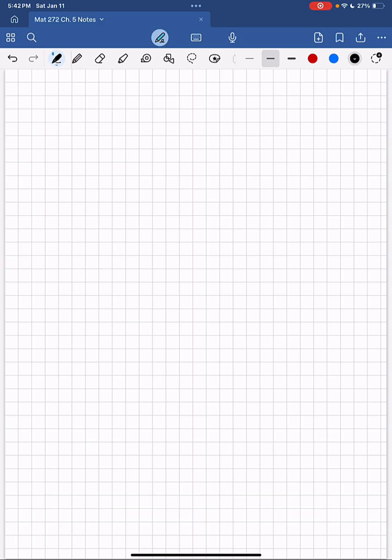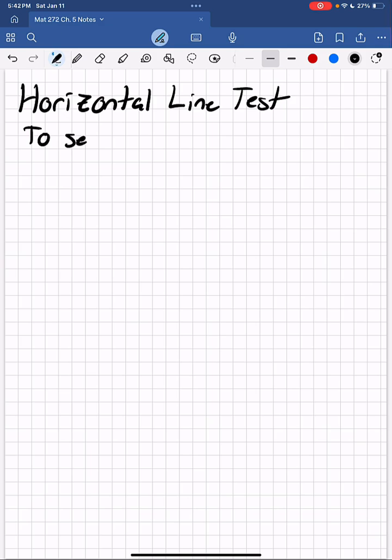Now we do have another test that we want to be able to employ, and that is the horizontal line test. Okay, you all are familiar with the vertical line test. All right, so it does work the same way, but we use the horizontal line test to see if a function is 1-to-1.